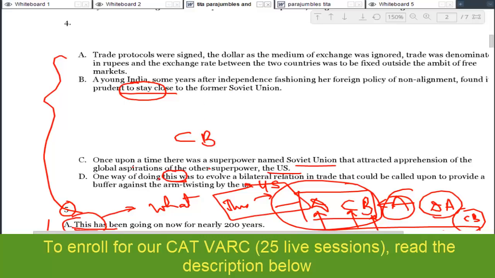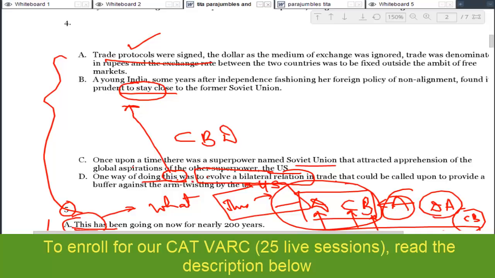And one way of doing this refers to what? Staying close. So one way of doing this was to evolve a bilateral relationship, and to evolve a bilateral relationship, trade protocols were signed. Sometimes you get the answer correct, but with the wrong logic. And that is precisely where your marks keep on fluctuating. So many of you said that one way of doing this was basically signing trade protocols. No, one way of doing this was to stay close.